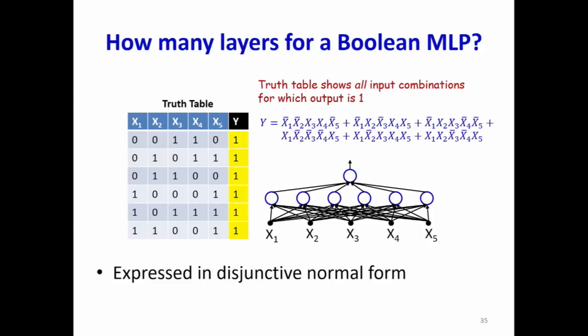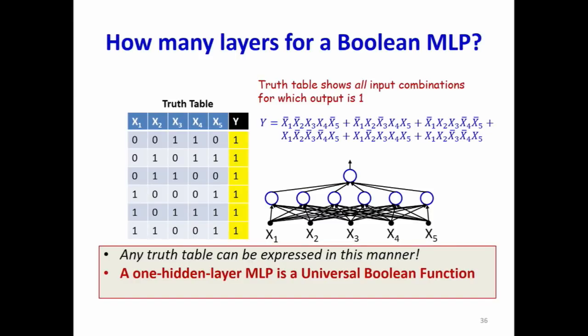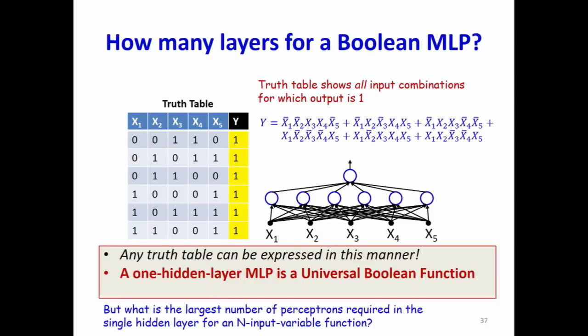Now, this is true for any truth table, correct? So because this is true for any truth table, this means that I can compose any Boolean function using just one hidden layer. A one hidden layer multi-layer perceptron is a universal Boolean function. But then, what is the largest size of the network I would require if I want to compose a Boolean function using just one hidden layer?